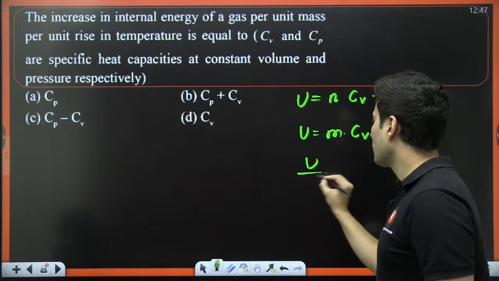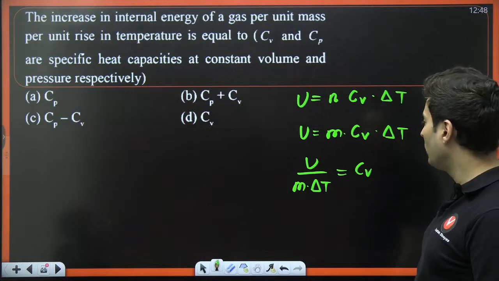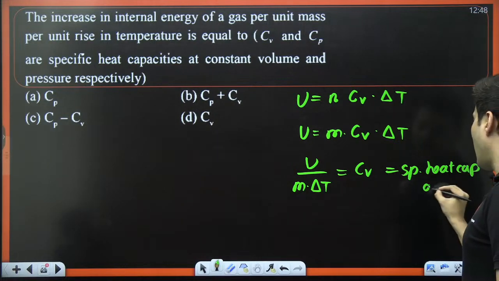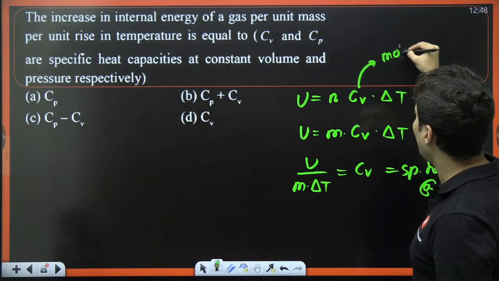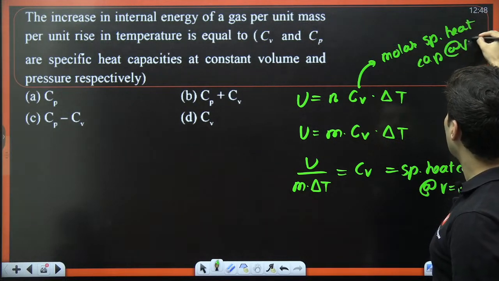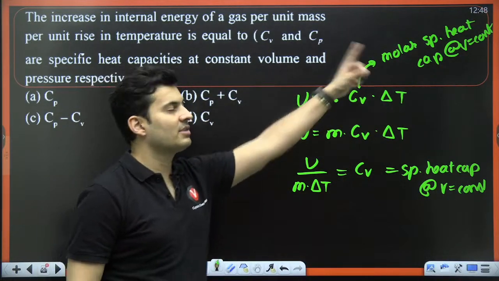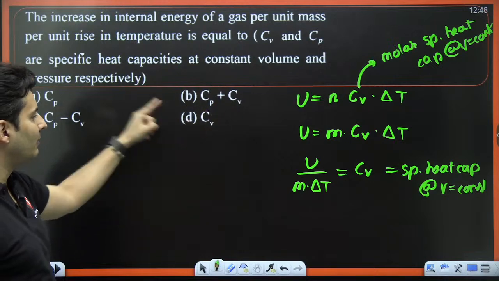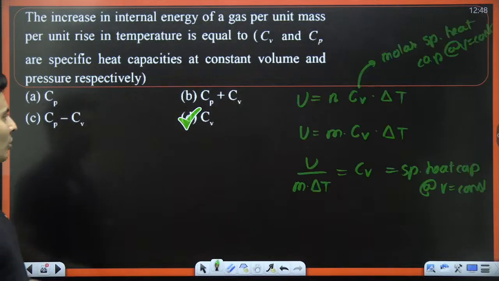If you bring it down, so U by M delta T, what I'll again get is specific heat capacity at constant volume. This is just specific heat capacity at constant volume. But this one is molar specific heat capacity at constant volume. These are two different things. When you use moles, it becomes molar specific. When you just use mass, it becomes just specific. And clearly it is saying specific heat capacity. So obviously the answer will be just CV, I believe. Yes, option D. You don't have to think much.